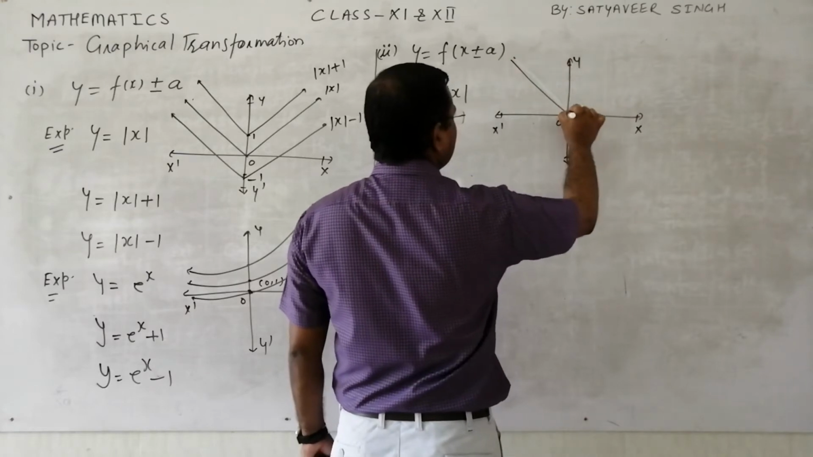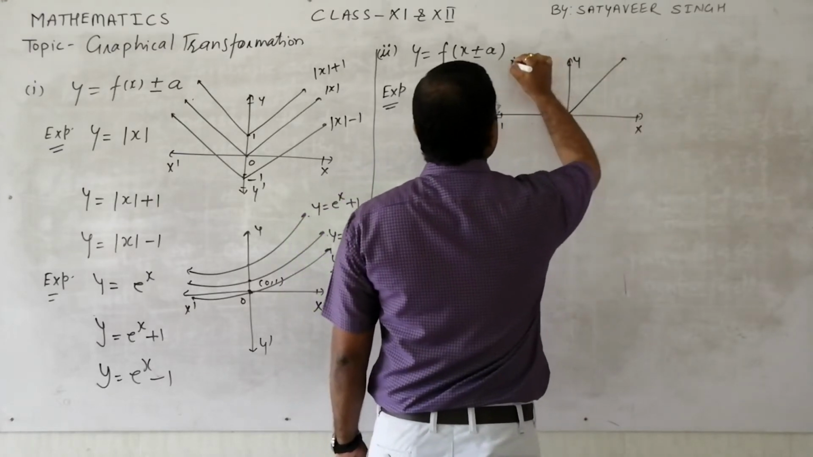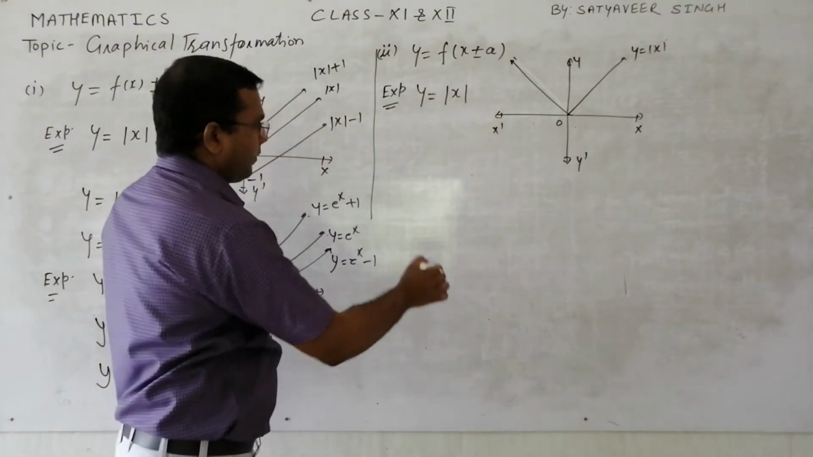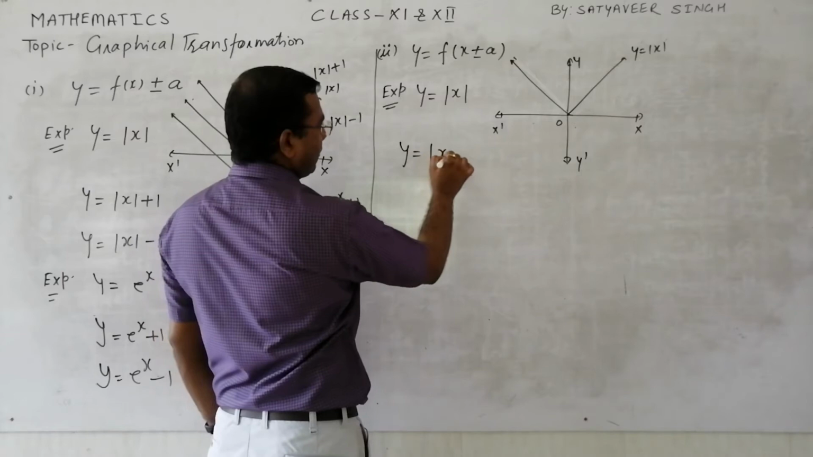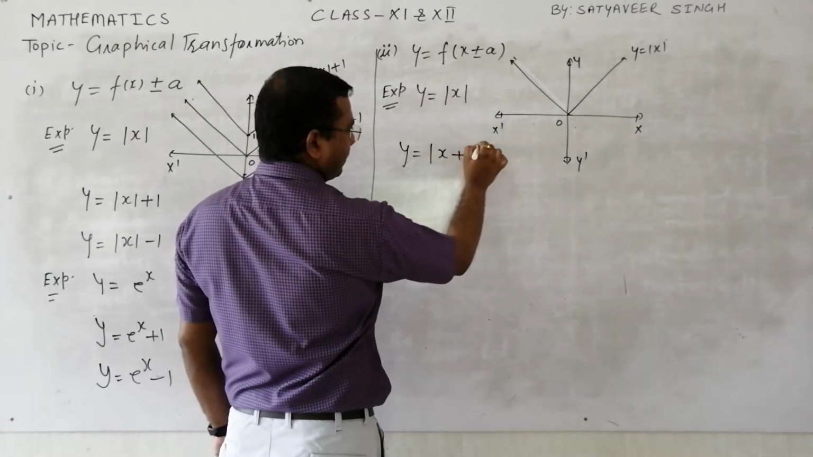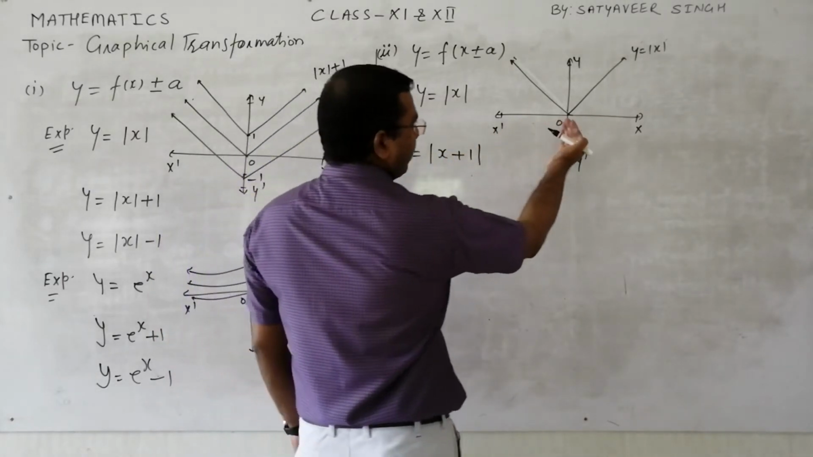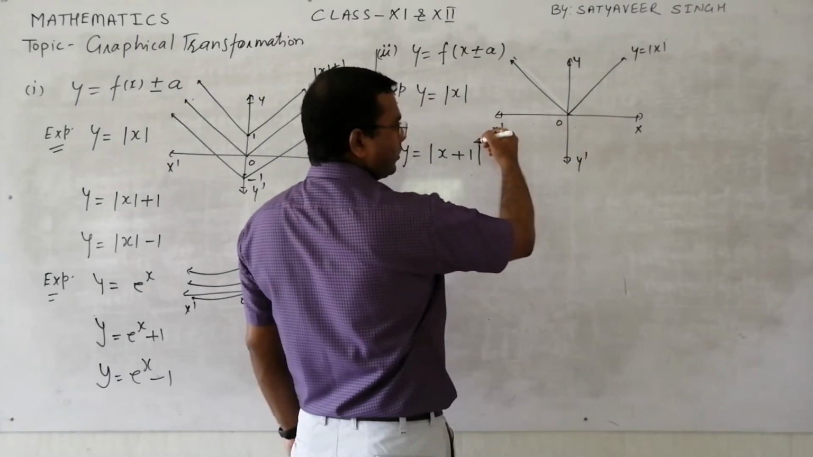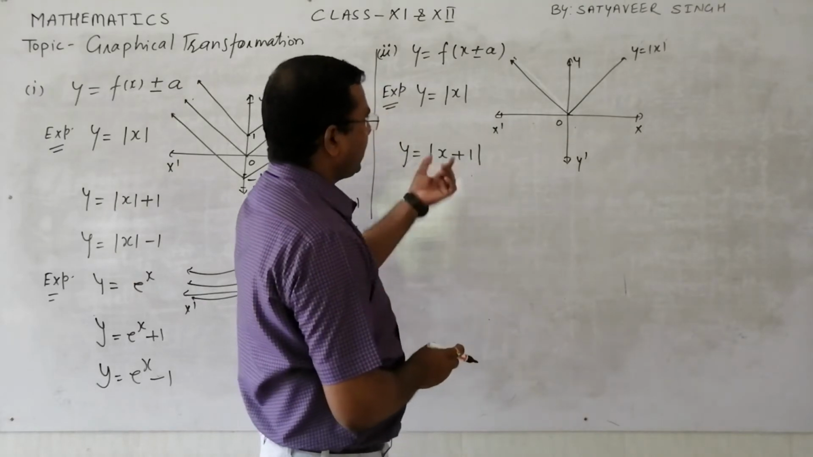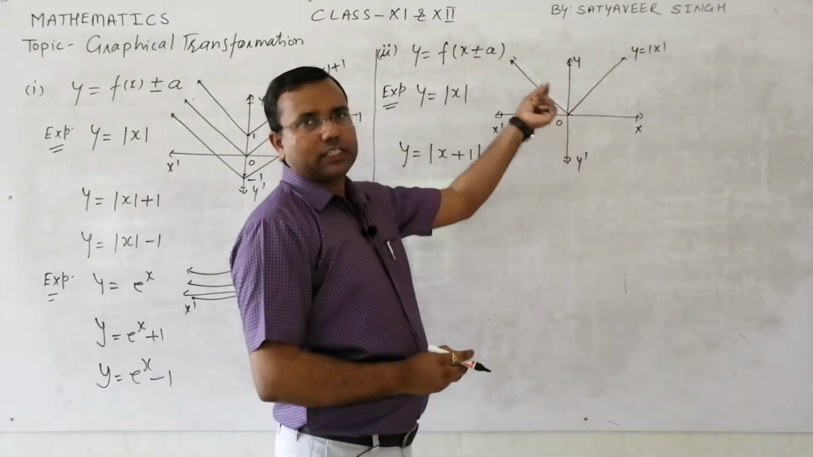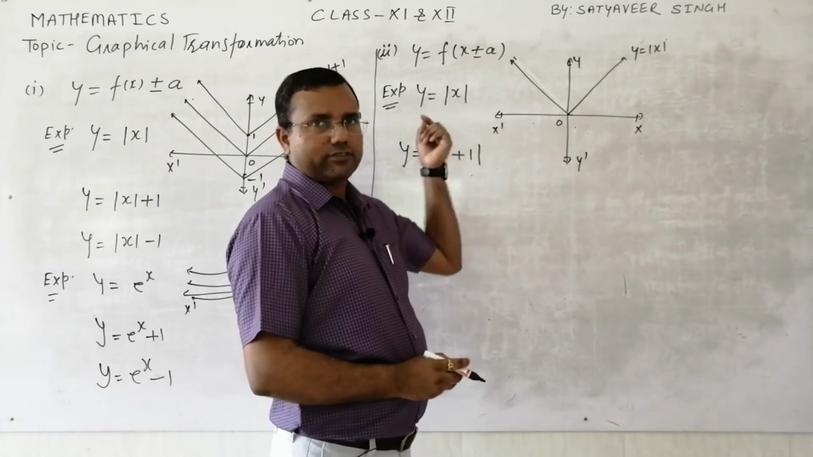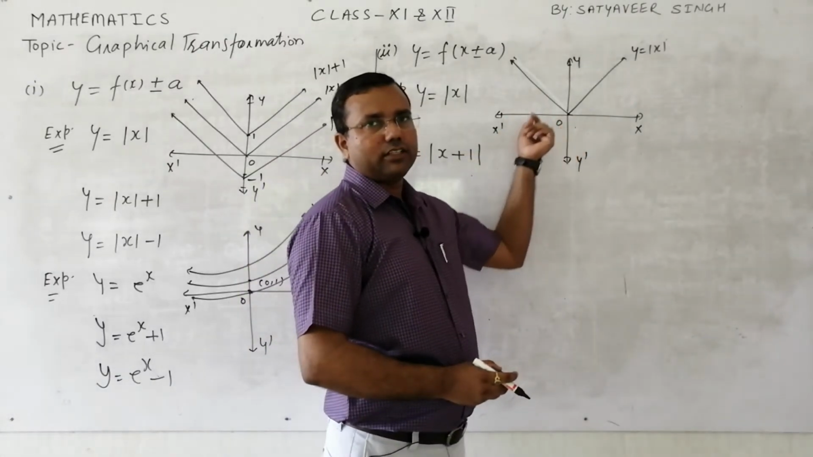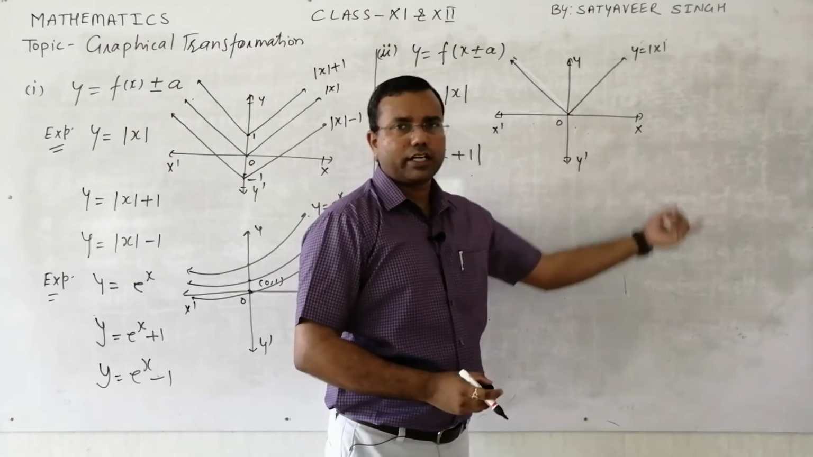So here is the vertex, we can see now. This is the graph y = |x|. But what happens if I write y = |x + 1|? The graph changes, its vertex moves on the x-axis. We can say it shifts one unit towards the left side if it is plus, or if it is minus then it will change its position towards the right-hand side.